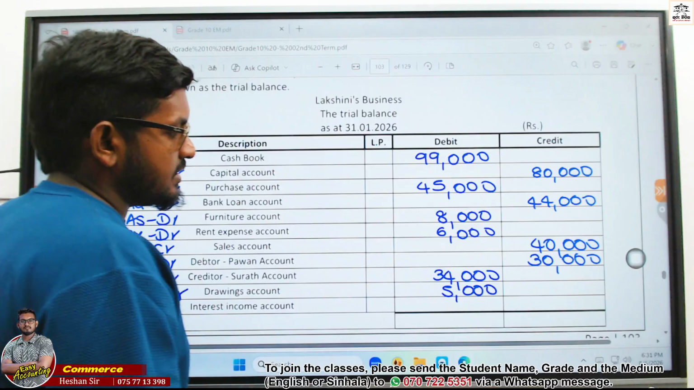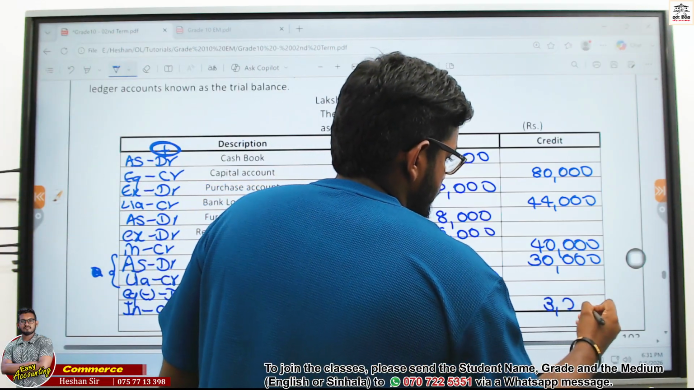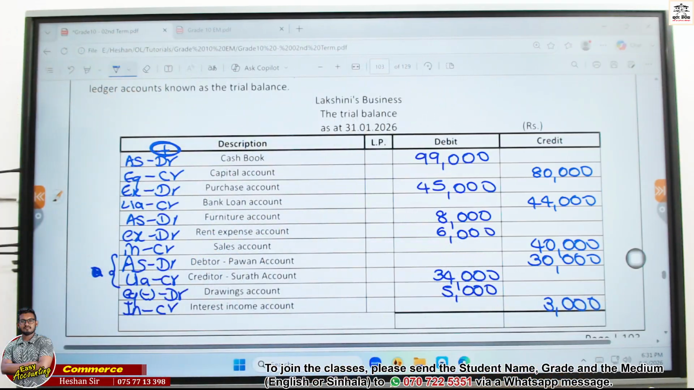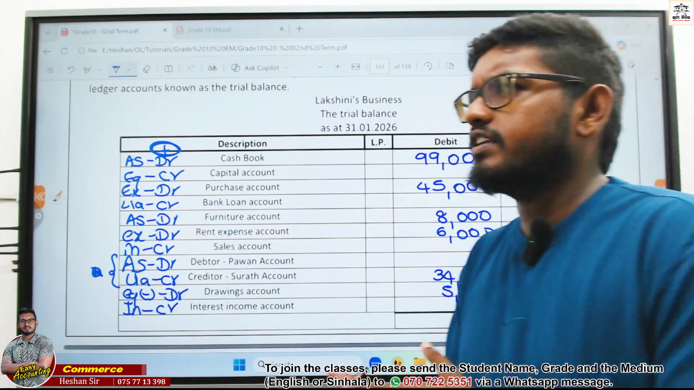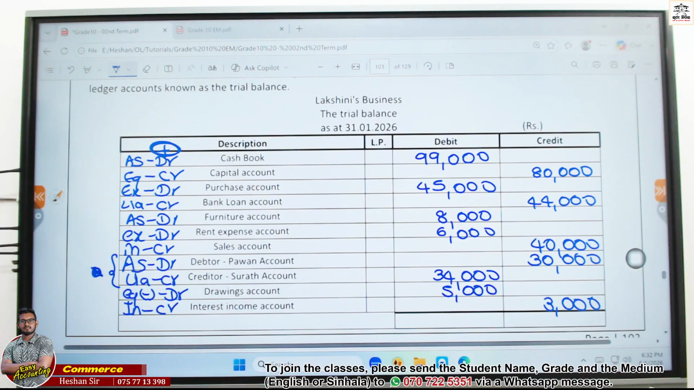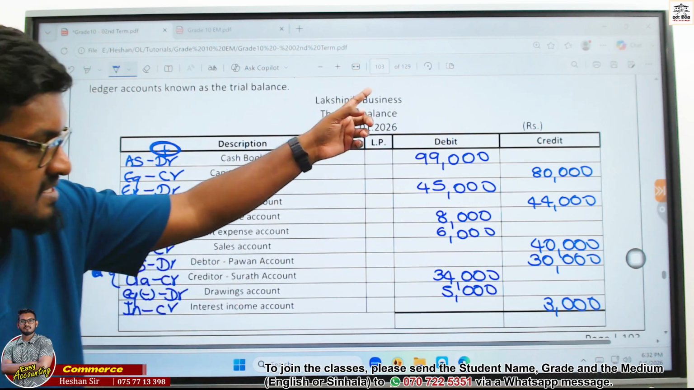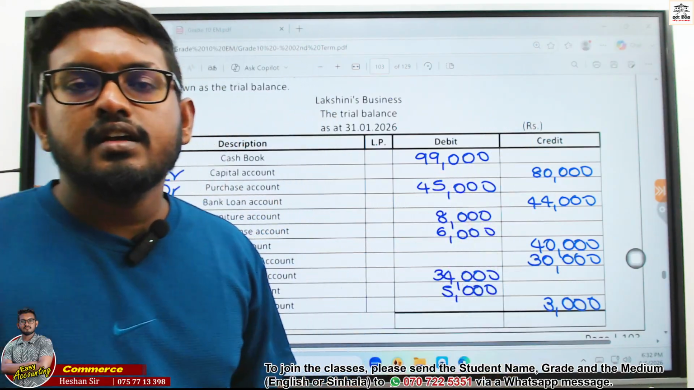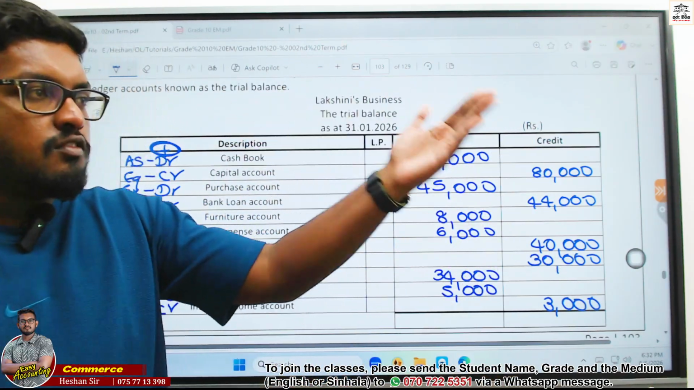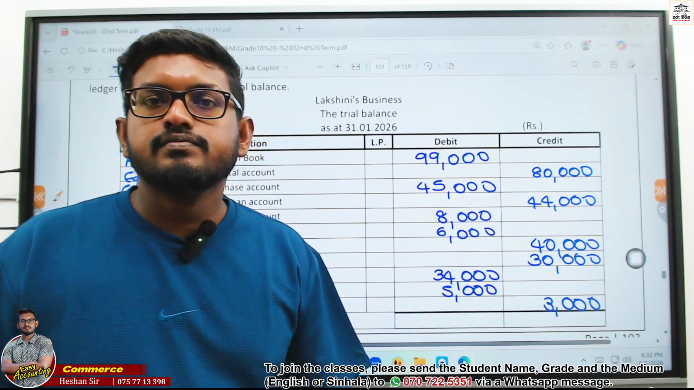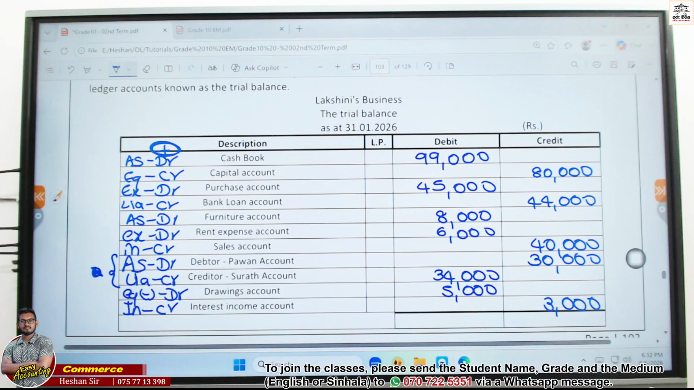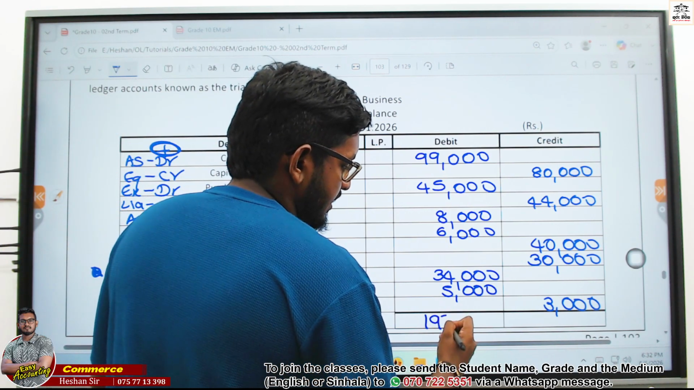Can you tell me the total here? I want the total of both sides. The total should be tallied. Send it to the chat box faster. Don't waste time, we need to do many more. Balance and tell me the totals. Just take the debit side total and tell me. Credit side total, tell me. If we have recorded one account debit and another account credit properly and balanced properly, this should tally. 197,000 both.